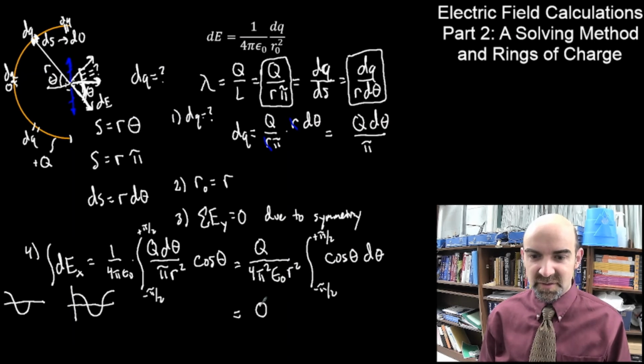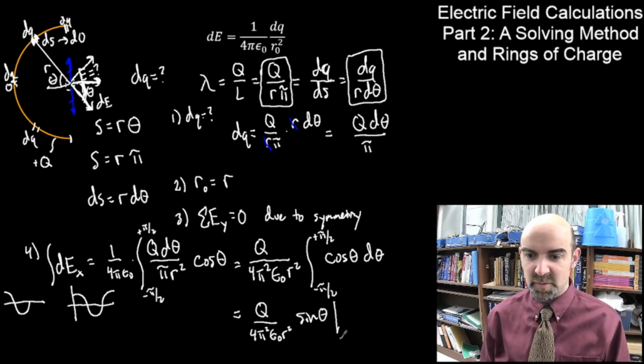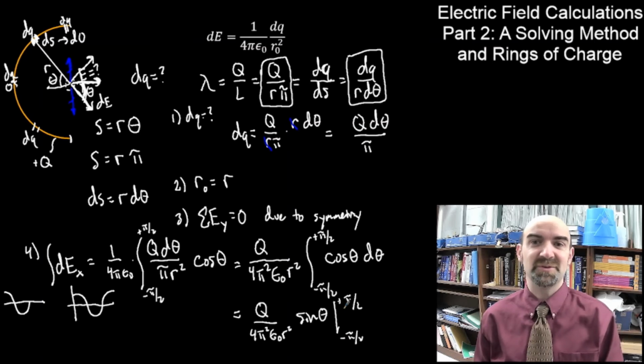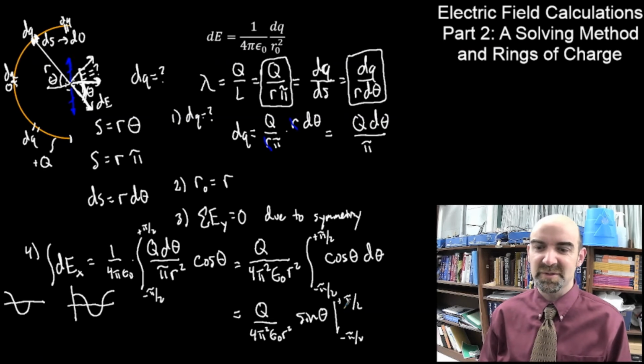And therefore, we're going to end up with q over 4 pi squared epsilon naught r squared times sine theta. And we're going to evaluate that from our bounds, negative pi halves to positive pi halves. And just by the way, if you notice here, if we just went from 0 to pi, not thinking about that too much, plugging in sine of pi and sine of 0, you'd end up with 0 electric field here. It'd probably give you a clue that you did the wrong thing.